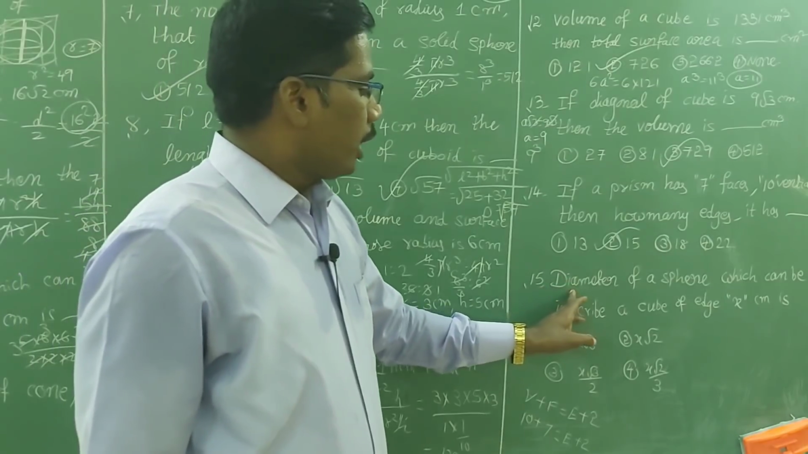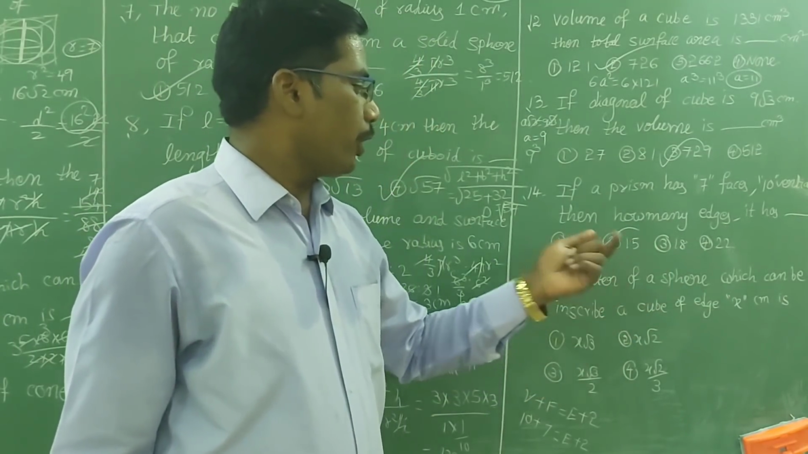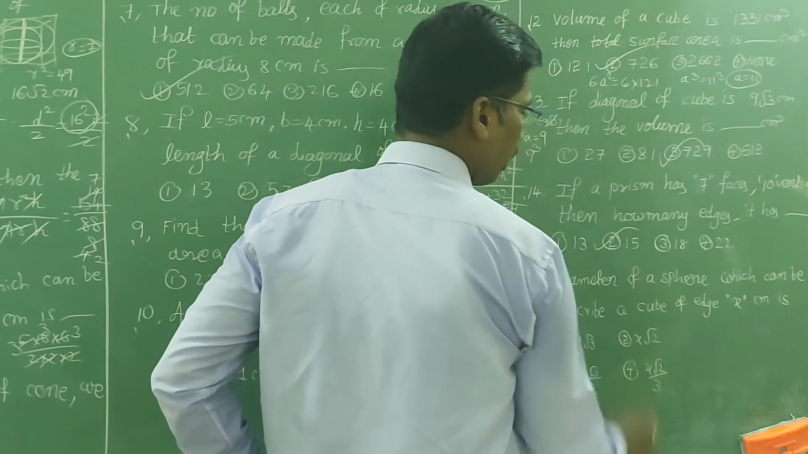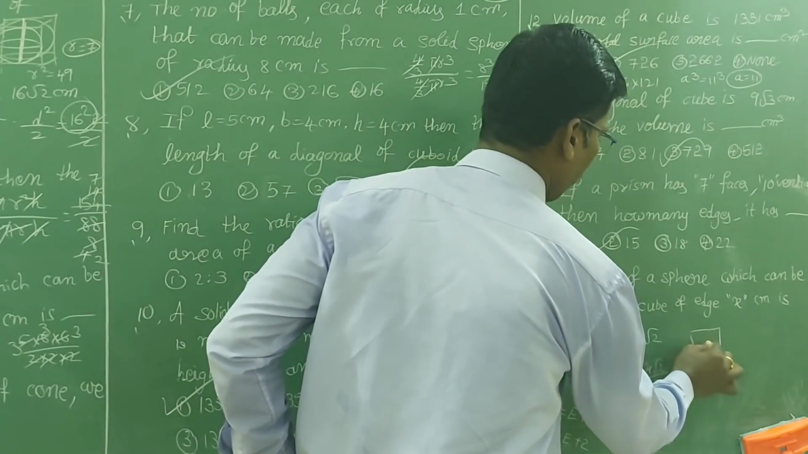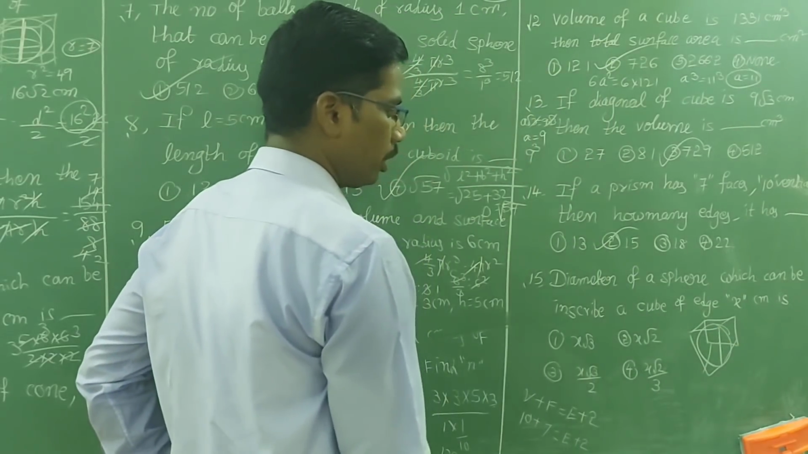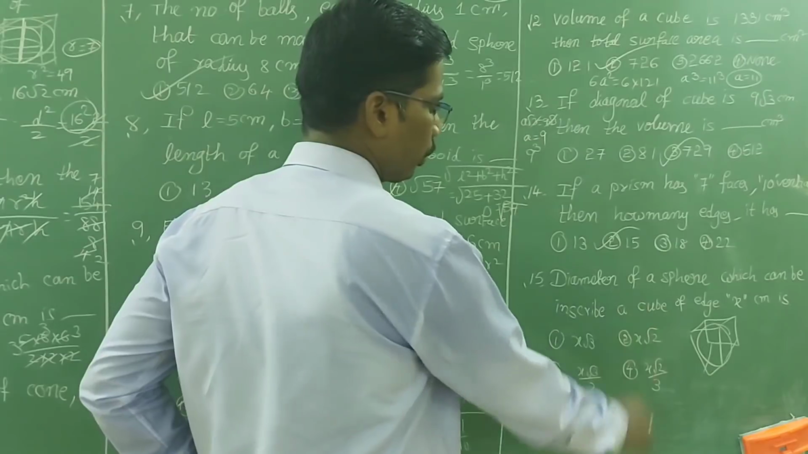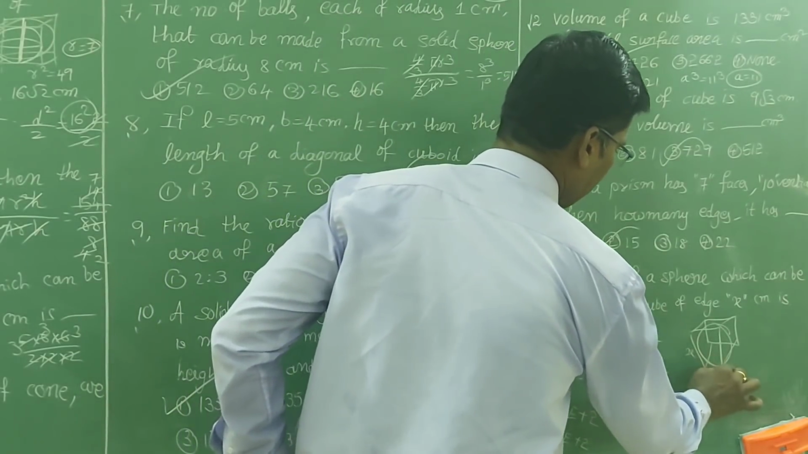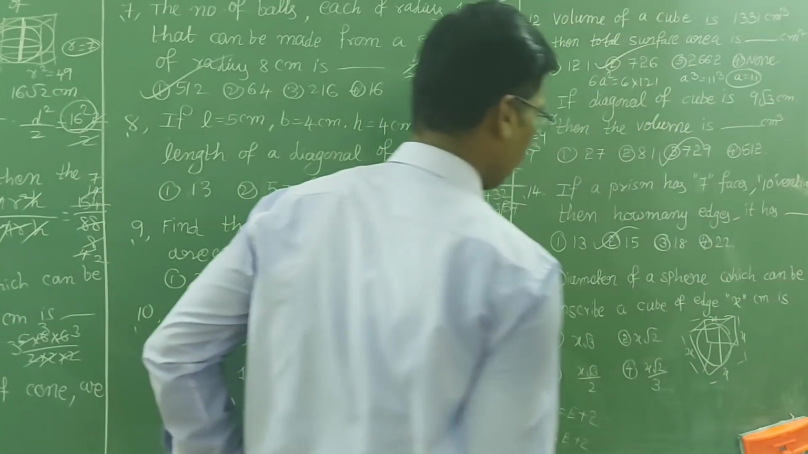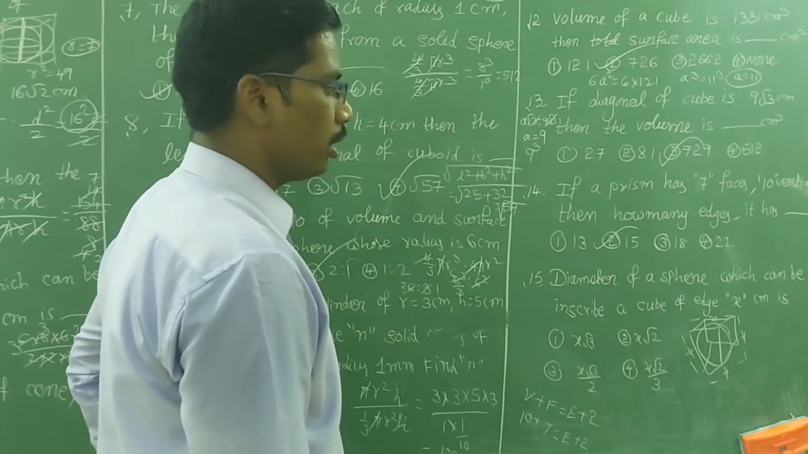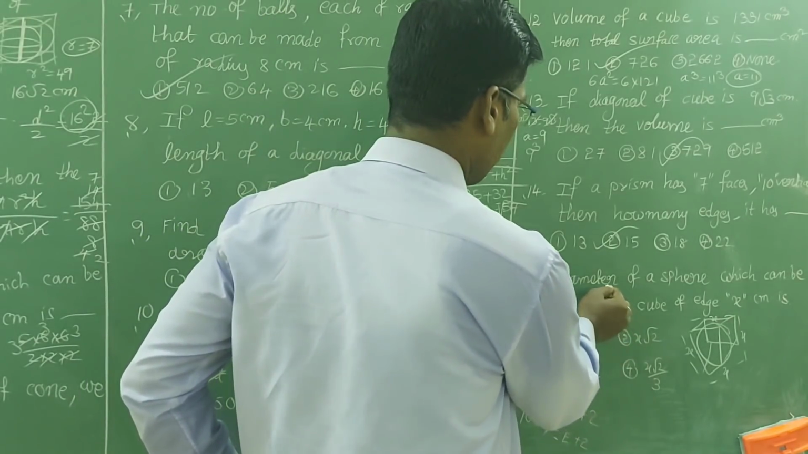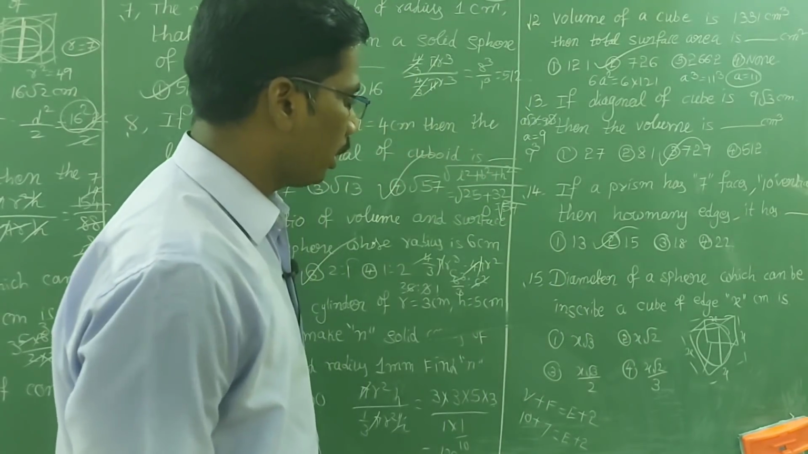Next, determine the sphere which can be inscribed in a cube of edge x centimeters. See here, in the cube, a sphere is inscribed. See, this is x. This is also x. This is also x. This is also x. Now we want to determine the sphere which can be inscribed in an edge of x centimeters. Determine the radius of the sphere, I think.